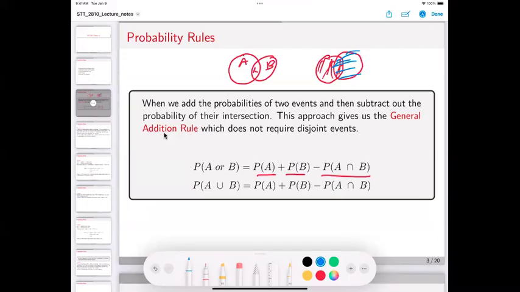And then also when we want to write probability of A or B, we could also use this sign here, the union. Is that okay? This union means or. This sign here means and. So this one means or, this one means and. So this is the general addition rule. Any question on that? Now let's see the general addition rule in practice.